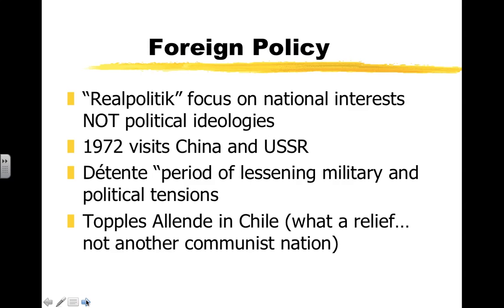In foreign policy also, Nixon will send in the CIA to topple accused communist leader Salvador Allende, and again he'll be deposed, where he'll be replaced by a democratic leader.